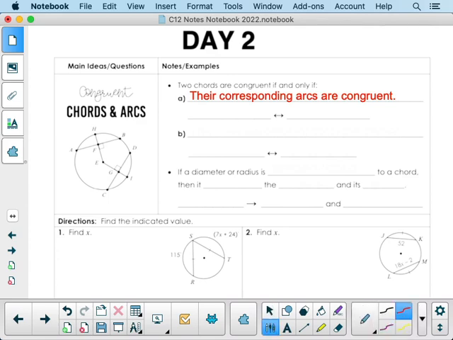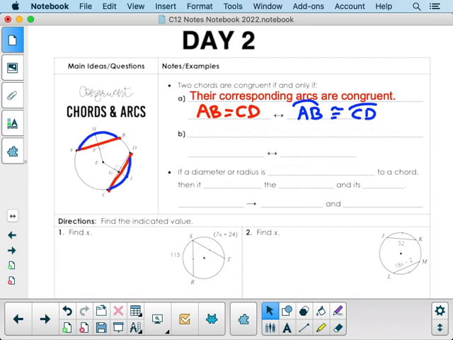So what that means is if AB is equal to CD, that means that the arc AB and the arc CD are the same. That means that arc AB is congruent to arc CD. They have the same amount of degrees. If they're the same length, they cut off the same amount of degrees.